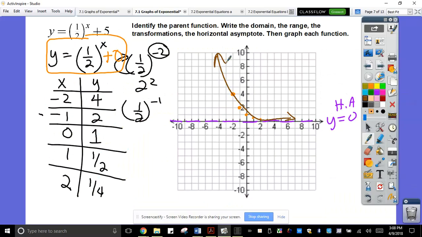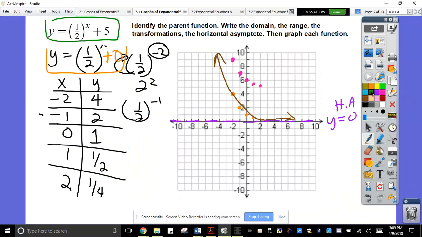Have we answered the problem? Not yet. So the question here is, what is y equals 1/2 to the x plus 5? How do we graph that one? First, the plus 5 tells us to go up by 5. We can add 5 to all the y values, or we can shift up the transformation by 5. All these orange points will go up by 5. So 1, 2, 3, 4, 5.